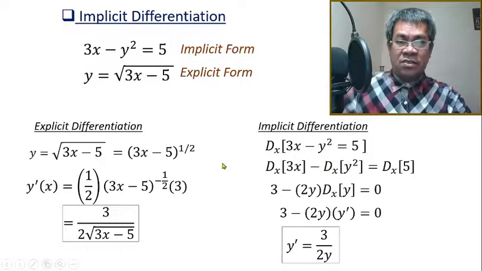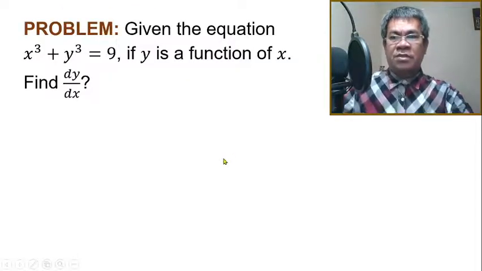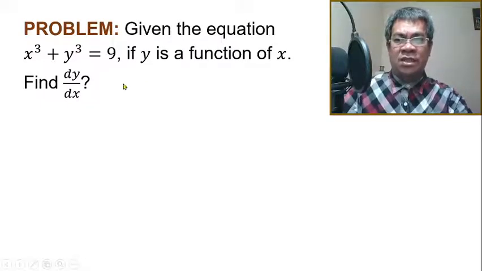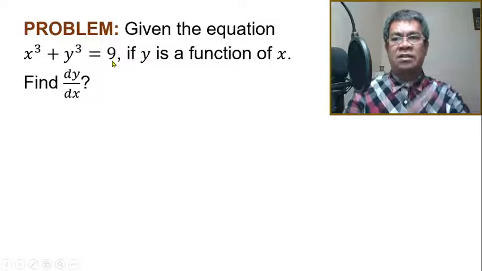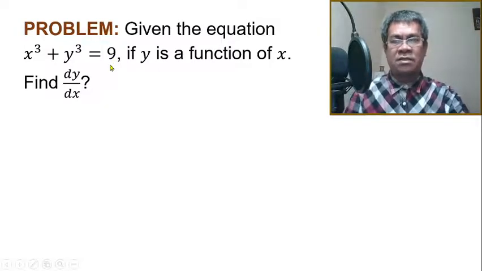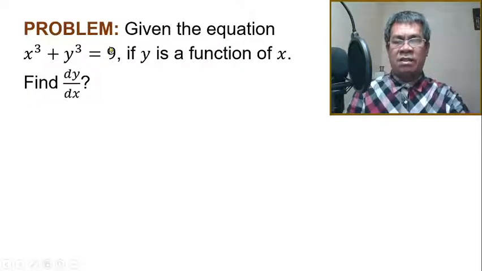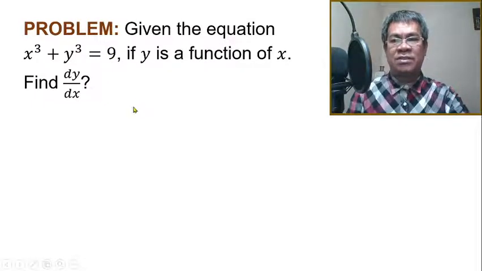Okay, now let's continue. Now suppose we are given this problem, so we increase the degree. So this is third degree. So do you think that we can provide the explicit form? This is implicit form. So as I've said, not all implicit forms can be easily converted into explicit form. In this case, this is third degree.